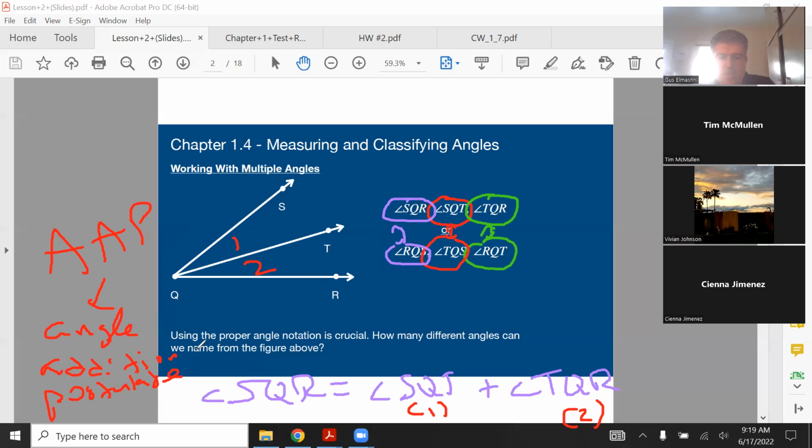And then if you look at the directions here, how many different angles can we name from the figure above? Well, we named 6 different, well, actually, technically 3 different angles: angles 1 and 2, and then the whole thing. But angle 1, which is SQT, could also be written as TQS if we reverse the letters, right?